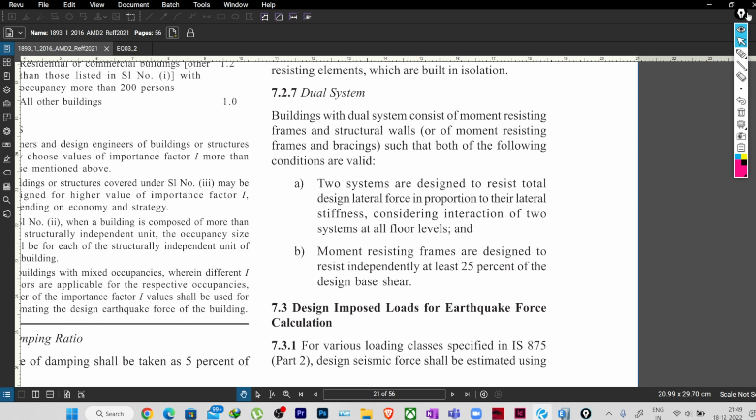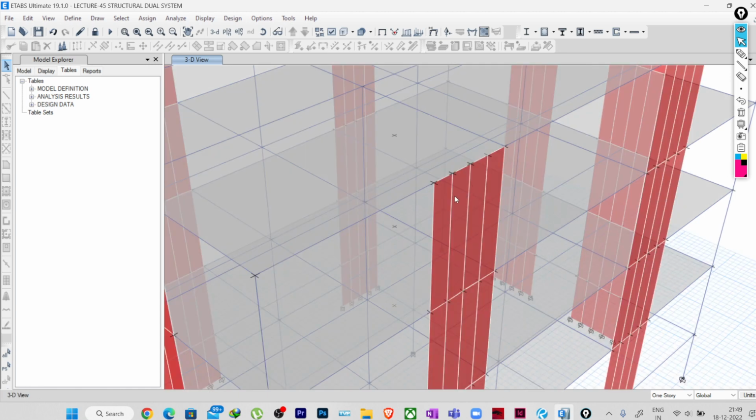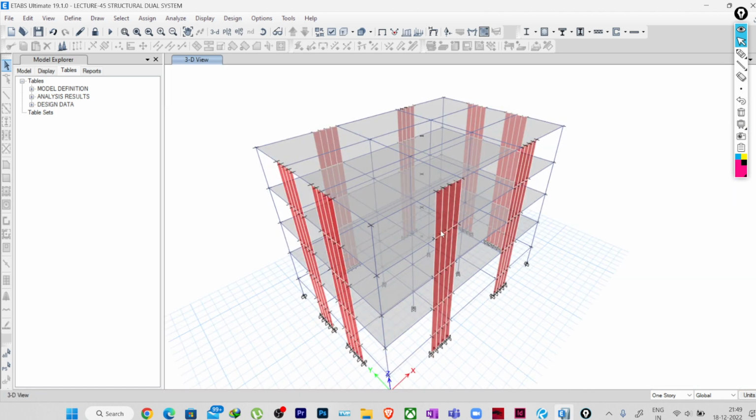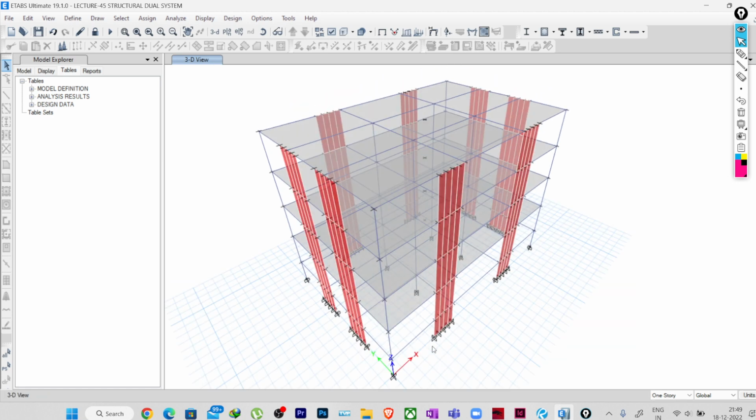Okay, so whenever we are modeling a structural wall in our analytical model, you will see that most of the forces will be attracted by the structural walls itself. Especially for the lateral forces, as the structural wall has higher stiffness along a particular direction, it will attract the lateral forces in this direction much more than our columns. But what we have to do is design our columns and beams for at least 25% of the design base shear. So how can we actually do that? Here I have prepared a model with columns and walls.